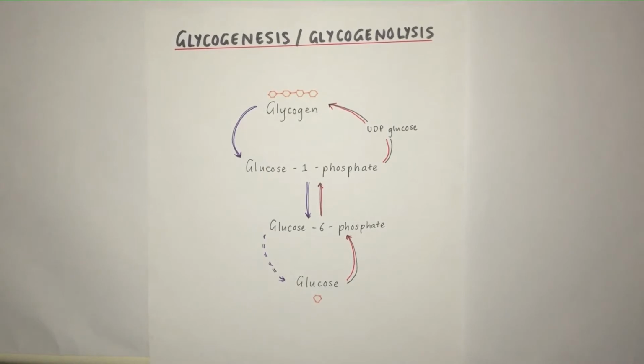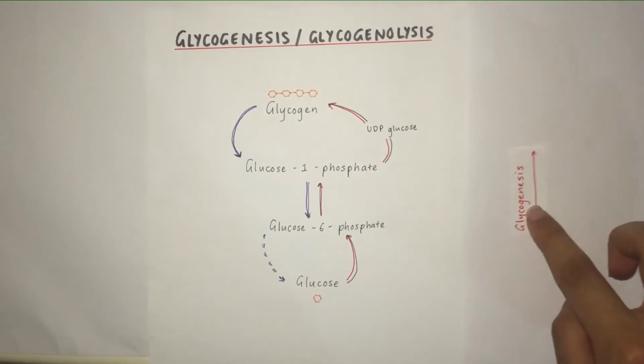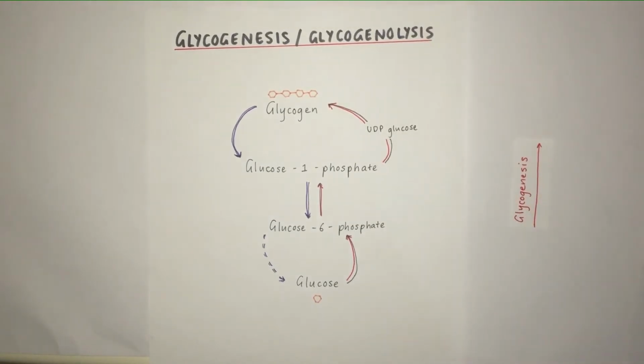In this video, we're going to talk about glycogenesis/glycogenolysis. So let's get our heads wrapped around the terms. So first of all, glycogenesis is the formation of glycogen, and it goes in the red direction, from glucose to glycogen. Glycogenolysis is the breakdown of glycogen to form glucose, and it goes from glycogen to glucose.